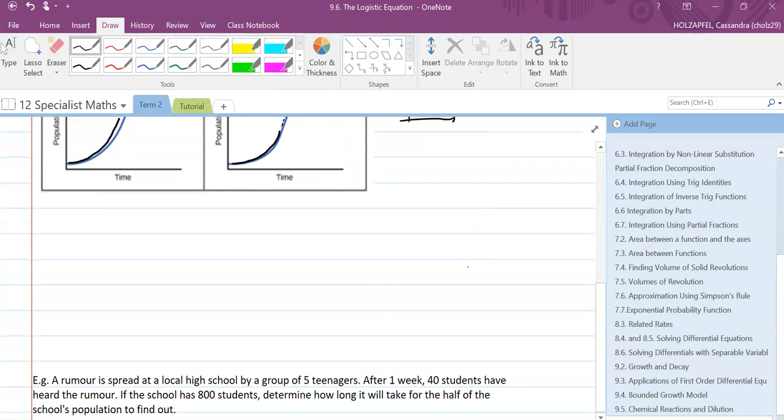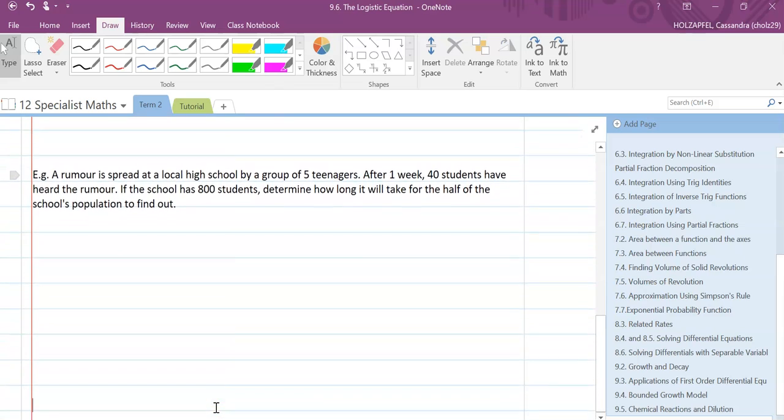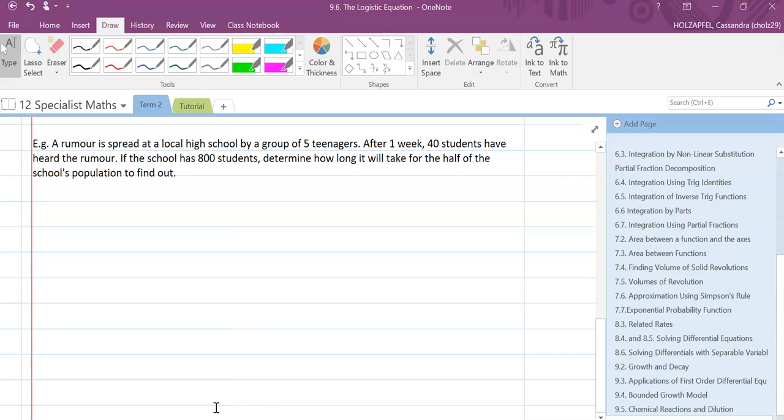All right, let's do an example now with some maths. A rumor is spread at a local high school by a group of 5 teenagers. After 1 week, 40 students have heard the rumor. If the school has 800 students, determine how long it will take for half of the school's population to find out. Well, we know that this problem has some sort of carrying capacity because the school has a maximum of 800 students, so no new students are going to hear it after that point.